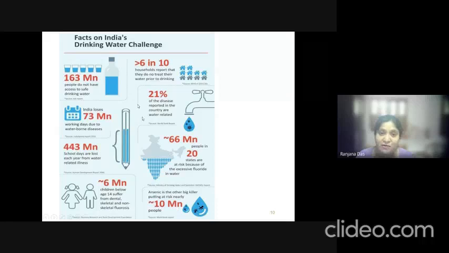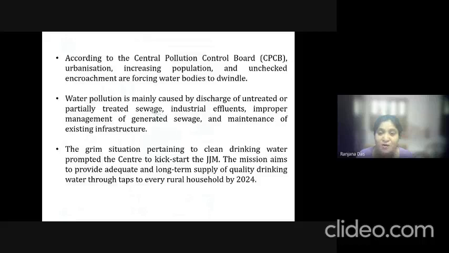So this is the scenario of water scarcity or water problems, which is now prevailing all over the world, and also in India. Now, since the situation is very grave, the central government has already started a program, that is the Jal Jeevan Mission in 2019. And the main aim of this program is to provide good quality drinking water through taps to every rural household by 2024.